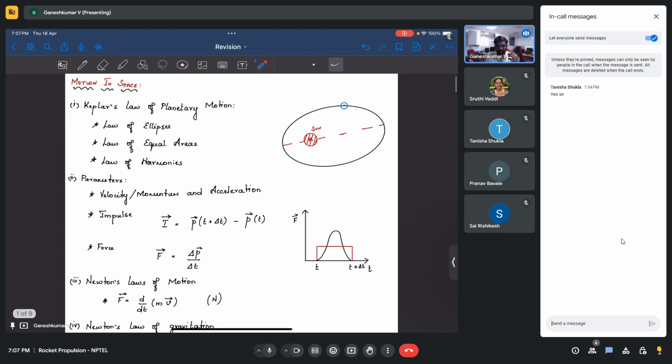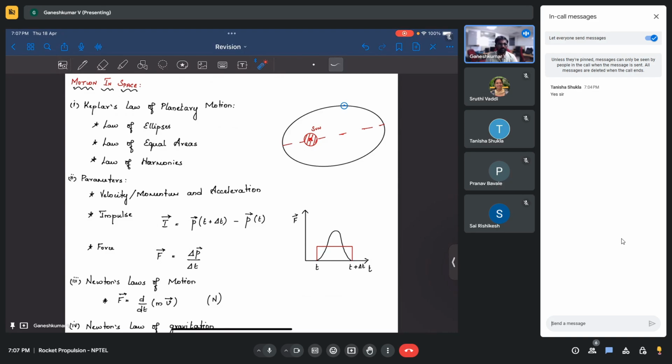So we started with Kepler's laws of planetary motion, and then, if there is some body moving in a space, what are the important parameters that we should consider in order to describe its motion? That was the next thing, right? If the body is moving, I want to describe that it is moving.